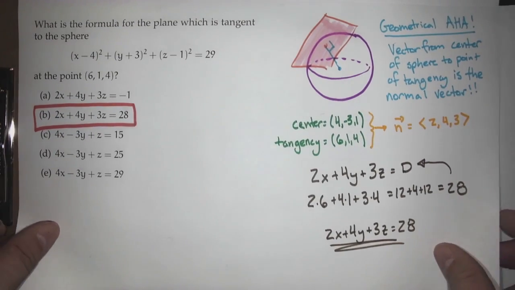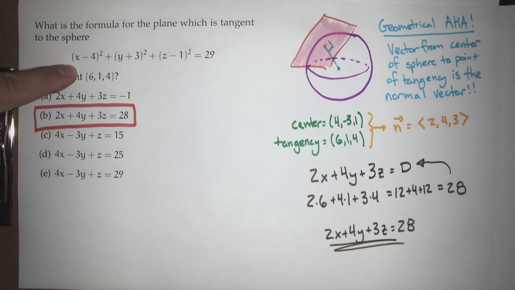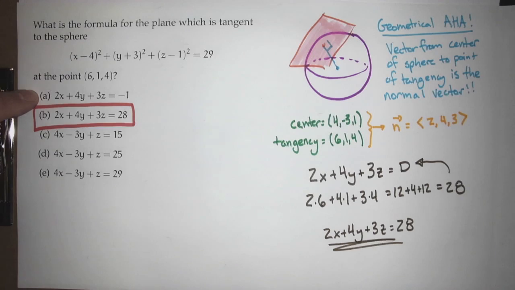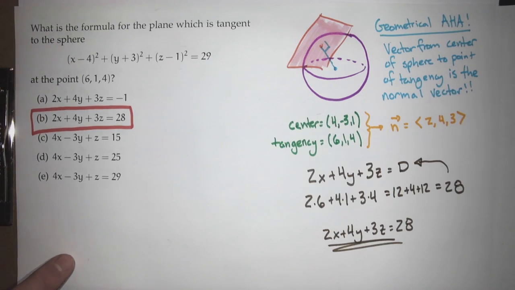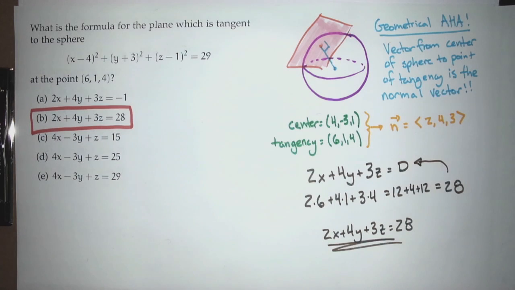B. B is the correct answer. In fact, you can rule out A pretty quickly because 6, 1, 4 is not a point on that plane. And then you say, well, what's our geometrical aha? The normal vector is from the center to the point of tangency. So that makes the normal vector quick to find, and then you can find the rest of it. All right, that's it for today.